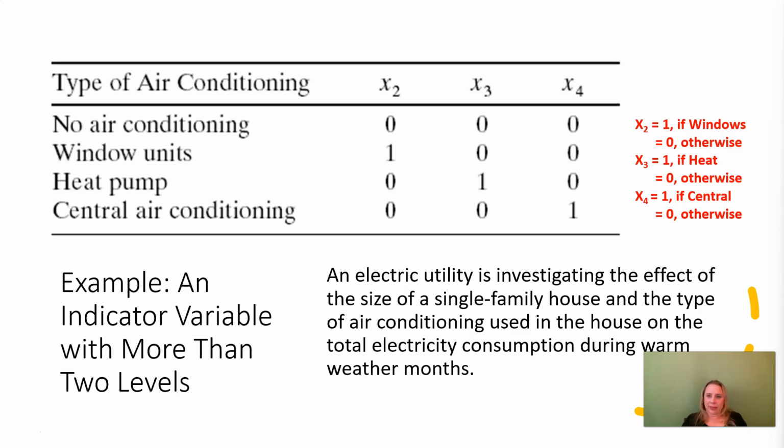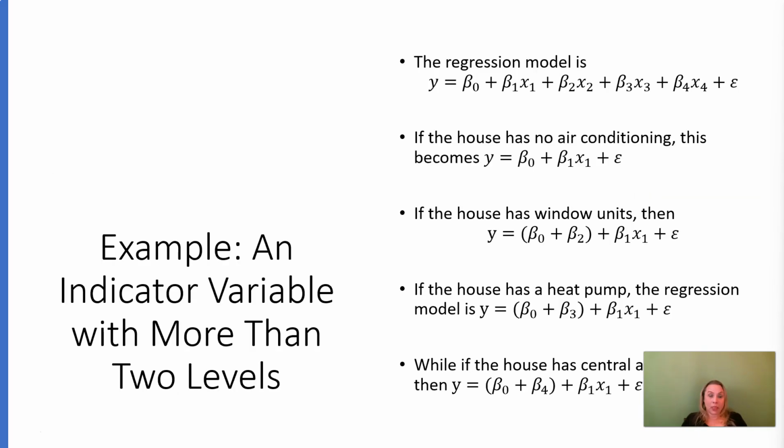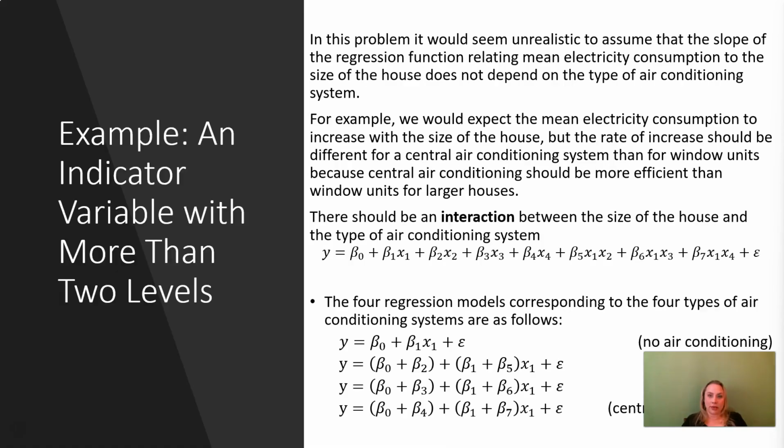So going on to another example, we're looking at the size of a home and the type of air conditioning. And in this case, we have 4 levels for our type of air conditioning. And so here we see our regression model overall, and then we see it set up for our individual 4 models that we have. So since we have 4 levels of predictive dummy variables or indicator variables, we're essentially pooling the results from 4 models together on this. And so, in this example, it'd be unreasonable to assume that the different air conditioning methods all have the same amount of pull on energy.